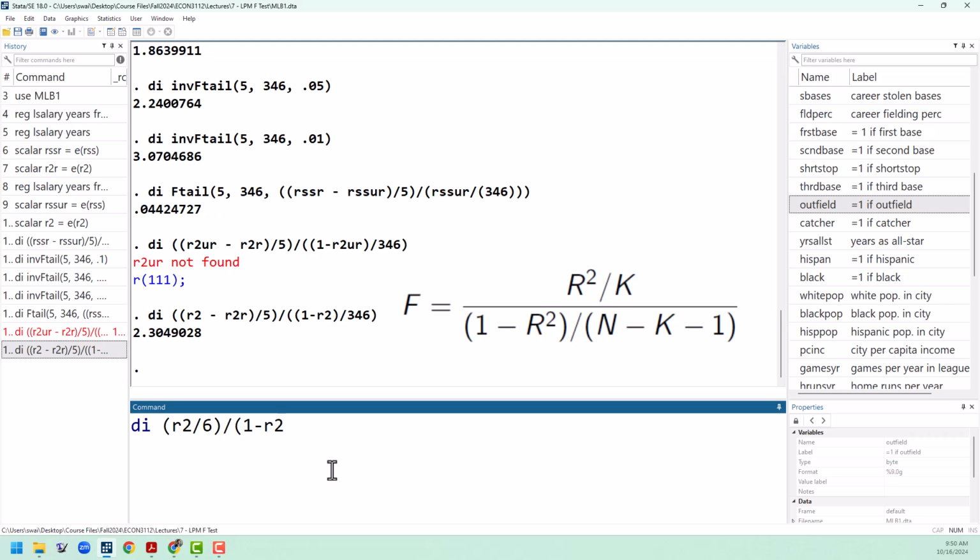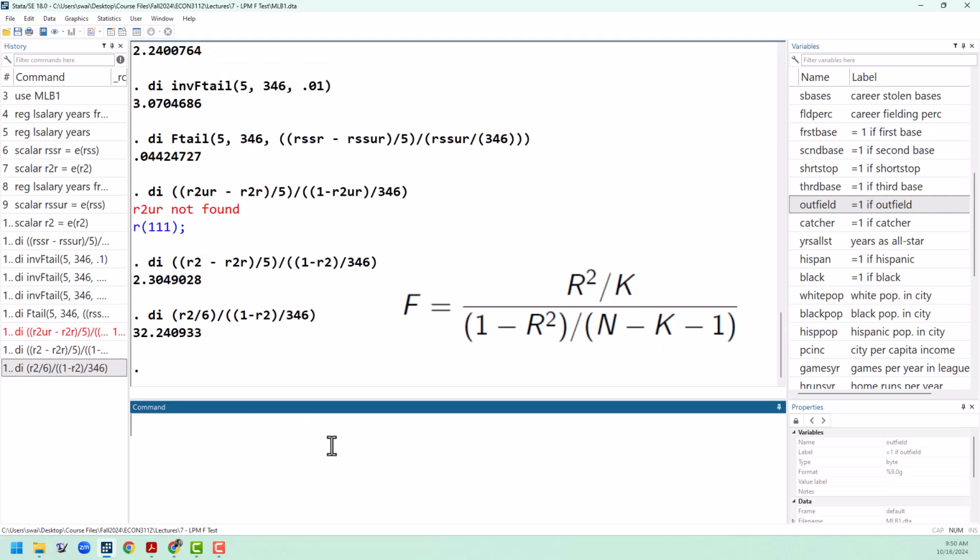And again, remember that r2 is just what I saved it as. You might have called it something different. And then divide that by the degrees of freedom. We're going to need another set of parentheses here to do that. That's still 346. We get 32.